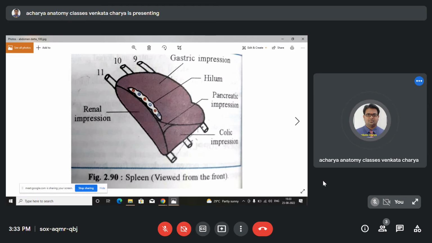Number 1, colic impression, and number 2, pancreatic tail impression. Not just pancreatic tail; write pancreatic tail impression. Okay, next, hilum of the spleen.